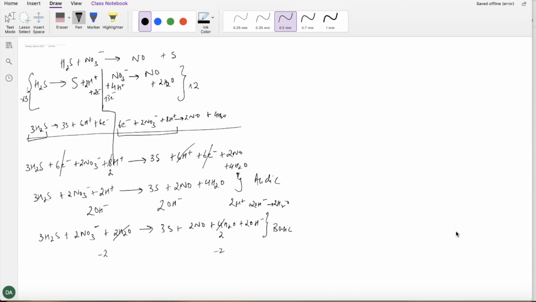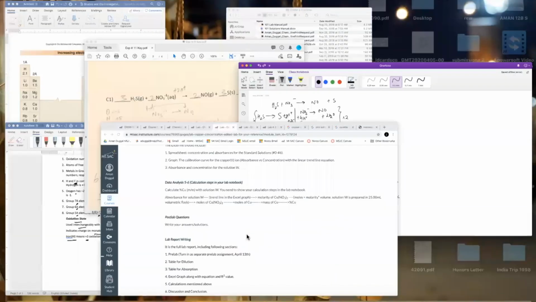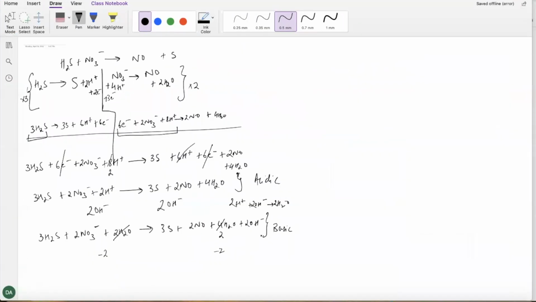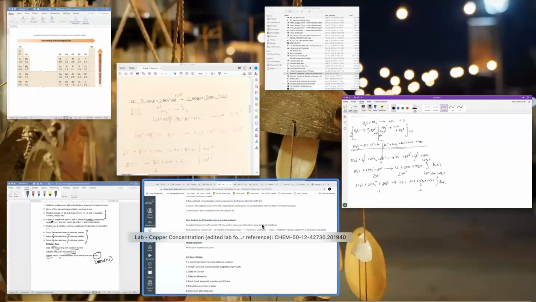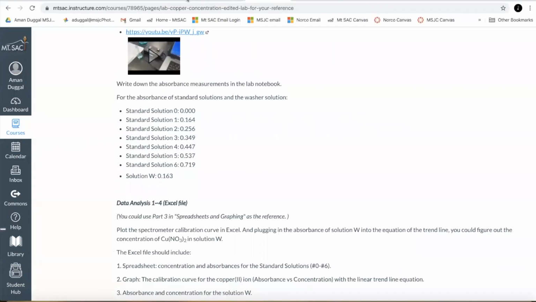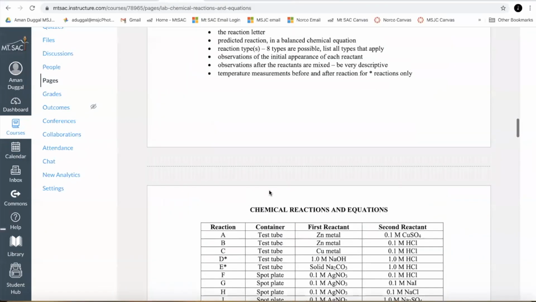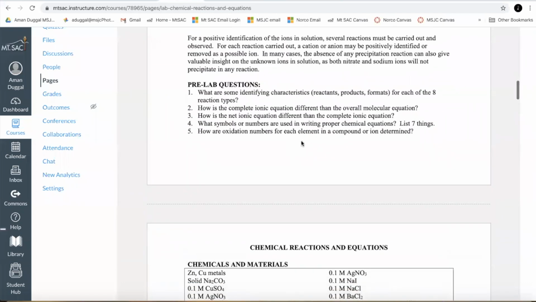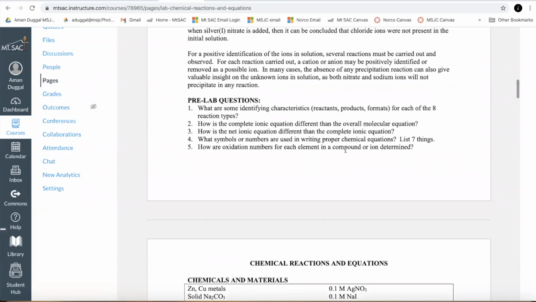Is there any calculations to submit for the pre-lab for lab 5? For lab 5, no. You mean for the next lab, right? Yeah. No calculation. The only calculation is for the copper concentration lab. For pre-lab, if the pre-lab question has a calculation, you'll have to do it. Let's see if there's any. I don't think so. This is all chemical reactions and stuff. There should be no math in here. It's more on ionic equations, how net ionic is different from complete ionic and stuff like that.